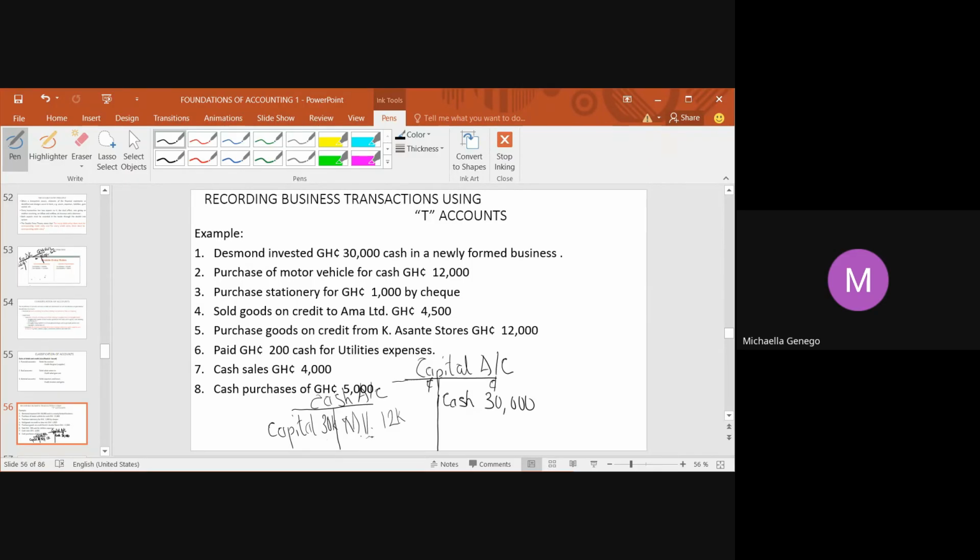The fourth one is saying sold goods on credit to Ama Limited for 4,500. What accounts would we have here? Anyone? Madam, sales account and liabilities. What?